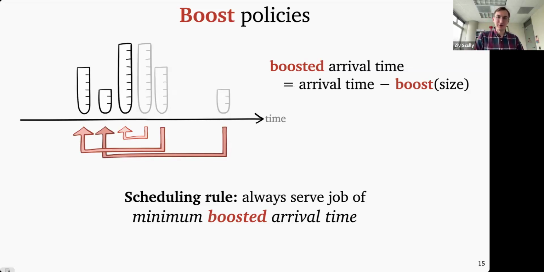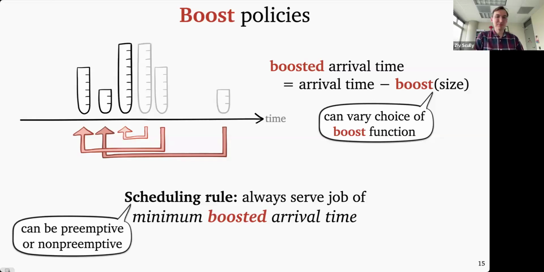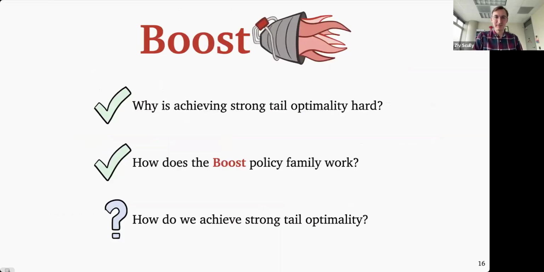Now, of course, the big question is, what should the boost function be? Exactly what this boost function is, is the main knob you have to tune when designing a boost policy. There are also some details about preemptive or non-preemptive versions of boost, but it turns out it doesn't affect the tail constant, so I'm not going to worry about preemption today. But the big question is, how should you decide what the boost should be as a function of the size? Any function boost of size that you choose will give you some boost policy, but only one of them is going to be tail optimal. Okay, but that's the basic idea of how the boost family works.